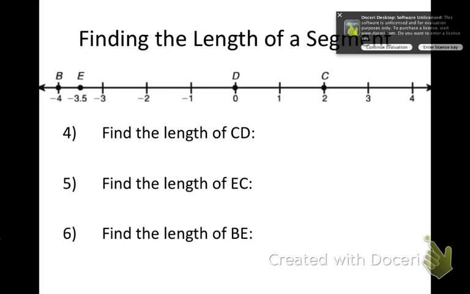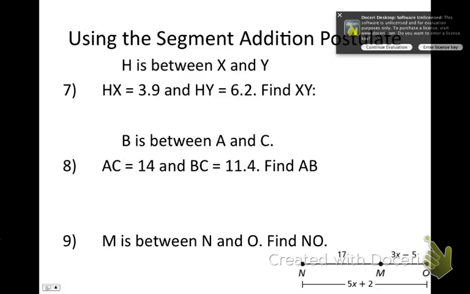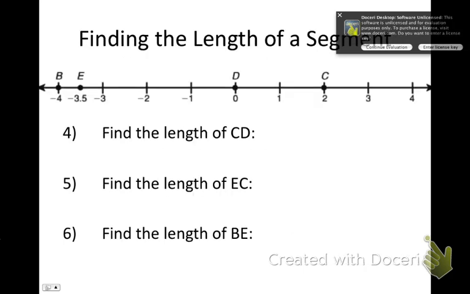All right, Johnny, what do you think about number 4? What do you think? 2. Yeah, 2, and I said we'll talk about inches. 2 inches, so we're going from C to D. Number 5, find the length of E to C.